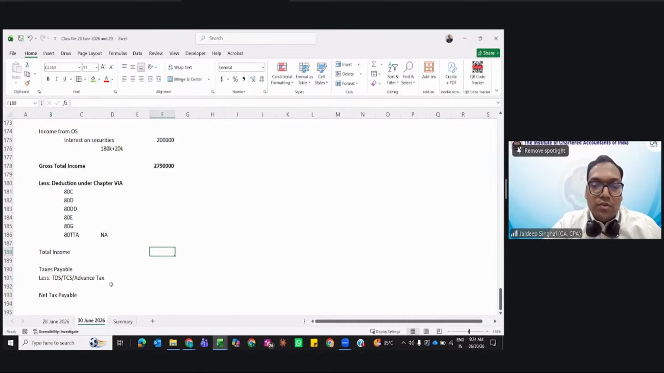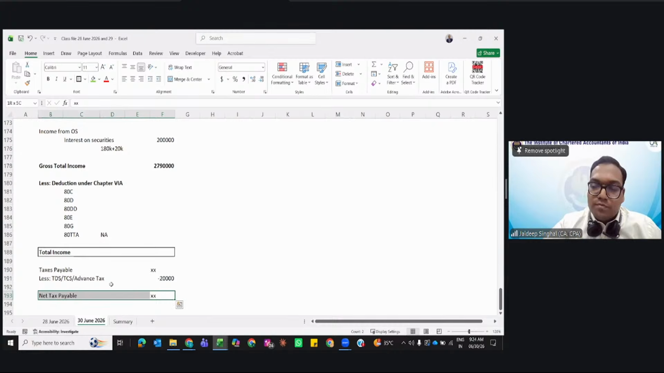So we will calculate the total income. Then TDS payable, tax payable we are not going to calculate; we will see it in the subsequent lectures. 20,000 was the tax deducted here, so I'm writing it here. The net tax payable will be this much. This is the entire tax computation.